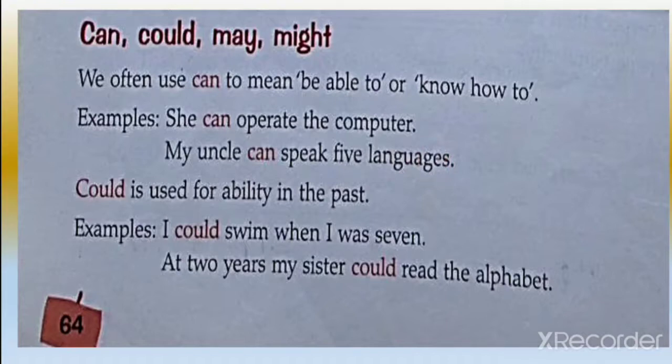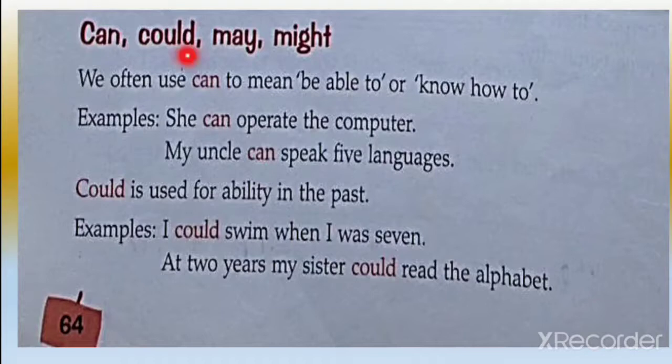Now here, it is the ability of she. In the next sentence, it is the ability of my uncle to speak 5 languages. Or my uncle knows how to speak 5 languages. Or she knows how to operate the computer. So in the meaning of ability, to be able to do something, to know how to do something, for that we have to use this can.